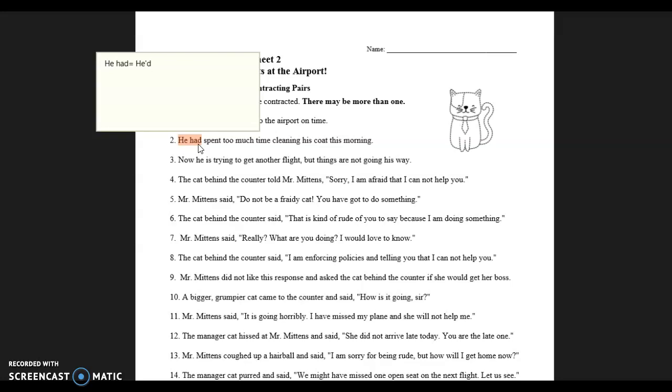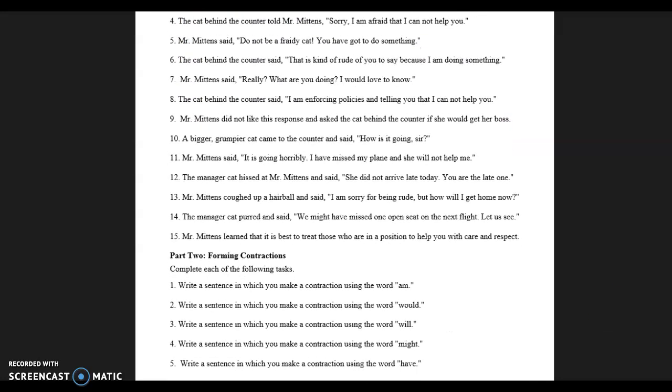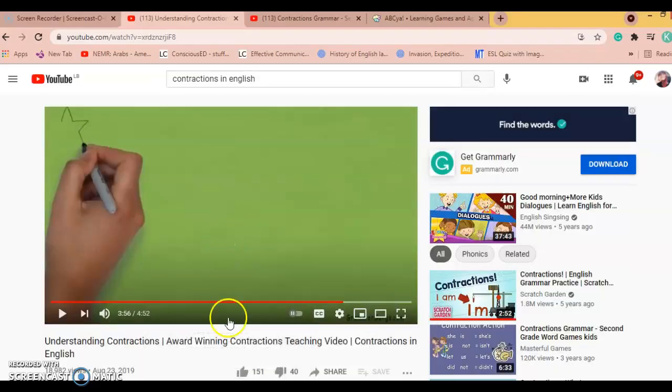Okay, let me show you something else. Part 2. Go to part 2, you have forming contractions. This is the part where I want to see your creativity. Now I know that I did not correct your previous papers, and that is why I want to correct them in class. I want us to discuss them, and I want you to correct each other's papers. So that is why I did not correct any of your papers yet.